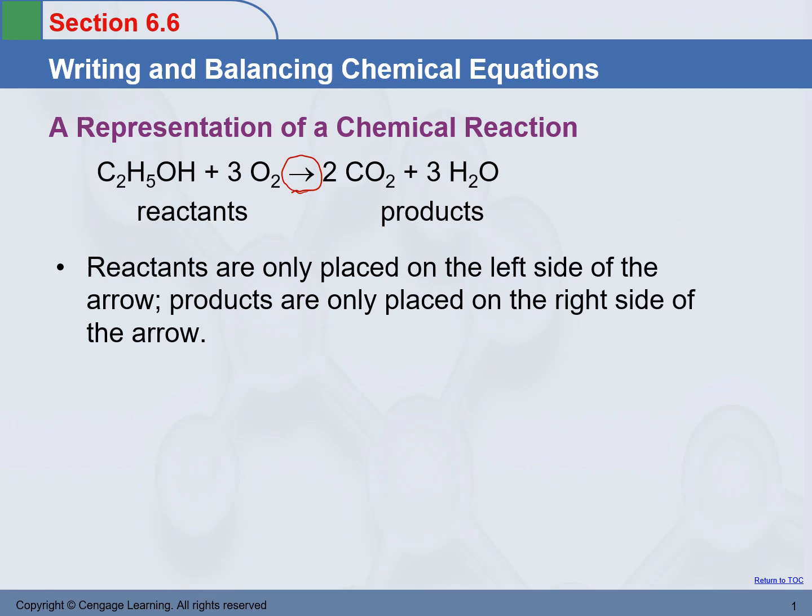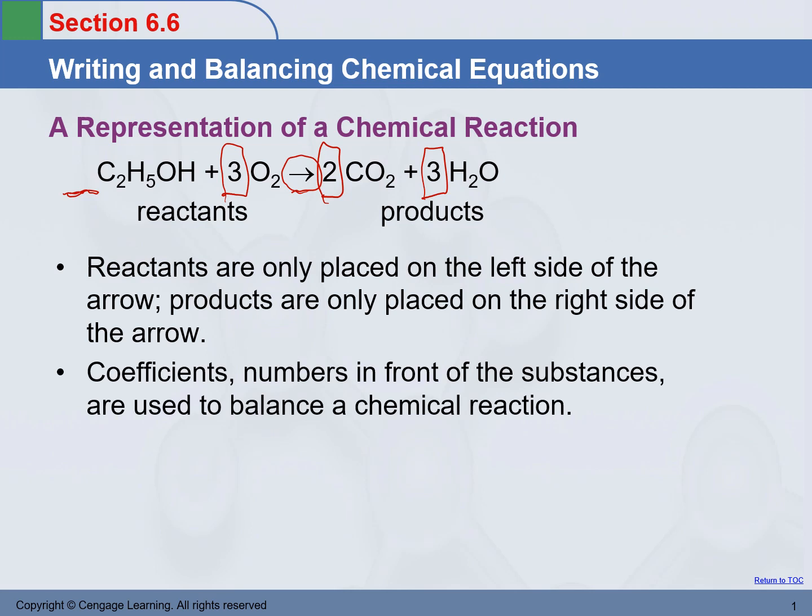You also see numbers in front of each substance. Where there is no number, the number is 1. You do not write 1 if it is 1. So what are they? They are called coefficients. They are used to balance a chemical reaction. What do you mean by saying balance a chemical reaction?